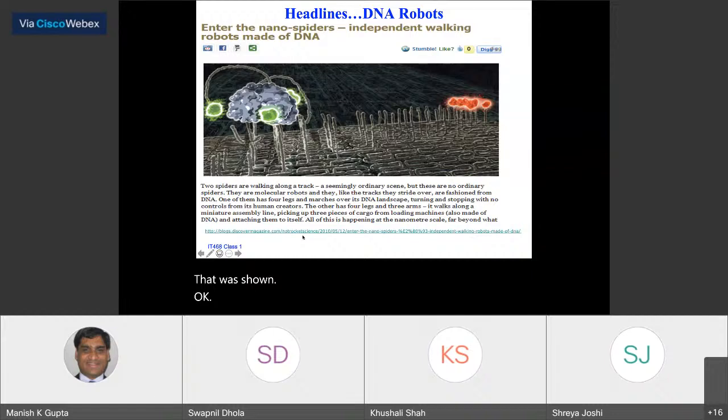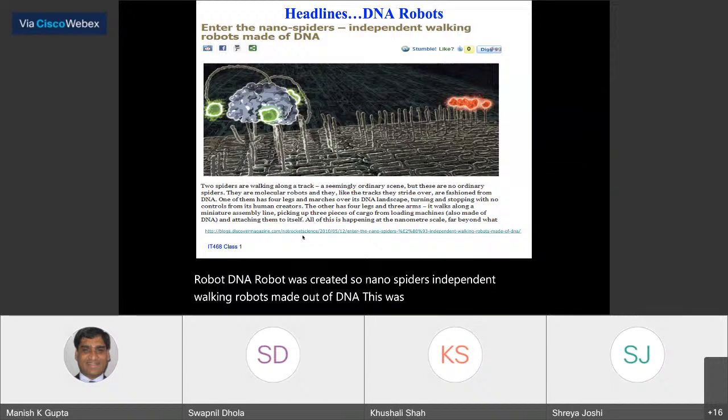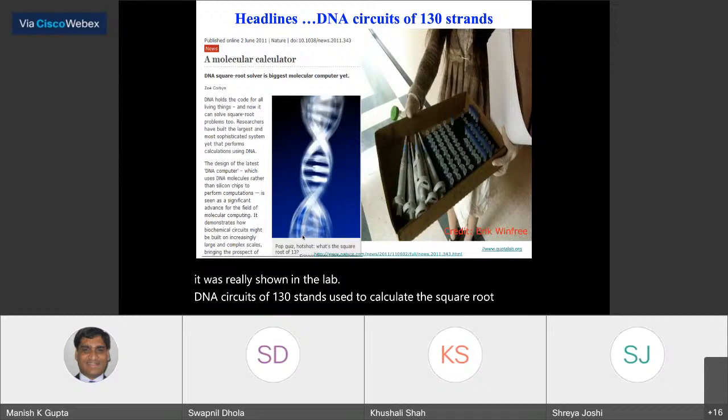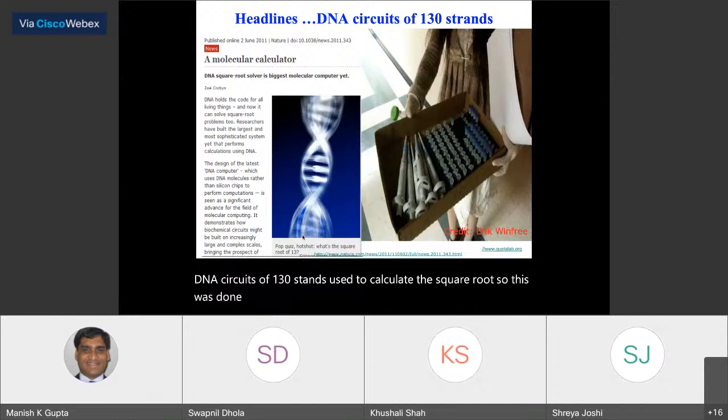A DNA robot was created. Nano spiders, independent walking robots made out of DNA. This was an interesting discovery, and it was really shown in the lab. DNA circuits of 130 strands were used to calculate the square root. This was done by the Greenfield lab at Caltech. So this is a nice thing, a DNA square root solver.